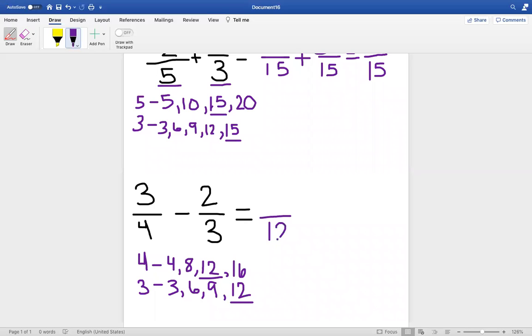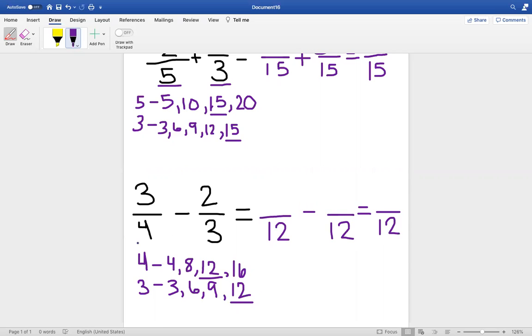So I'm going to make two new fractions with a denominator of 12, and I have to remember this is a subtraction problem, not an addition problem. And I know it's going to equal a fraction with a denominator of 12, because remember, I don't subtract my denominators.